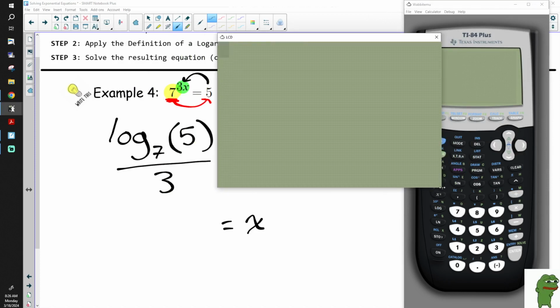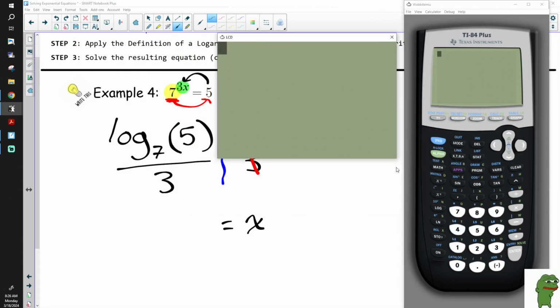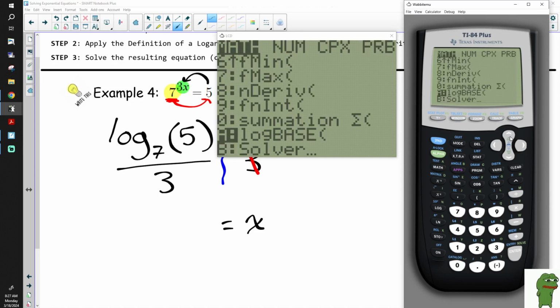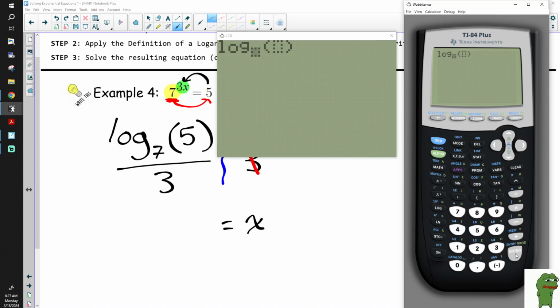Can I get it to fit? All right, there we go. Okay, so watch carefully. I'm going to type in first log base 7 of 5. How do I type in a log of base 7? That's a special type of log. I have to go to math, go to the bottom on my list, and find log base, and click enter. Type in my little 7, type in my 5, and what are we going to divide all of this by?